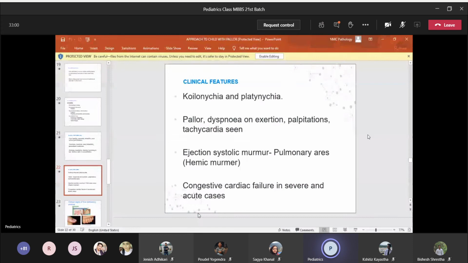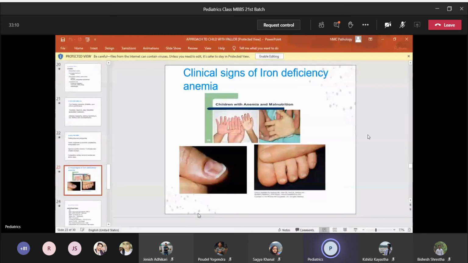In case of congestive cardiac failure also, the child may present with the features of CCF. Here in this picture we can see the child having various grades of pallor. We can see in the picture that the palmar crease is also very pale. That means severe anemia. In this we can also see koilonychia. Okay.